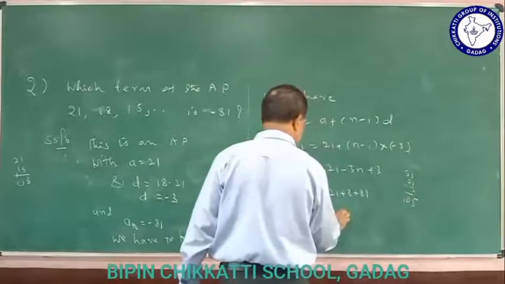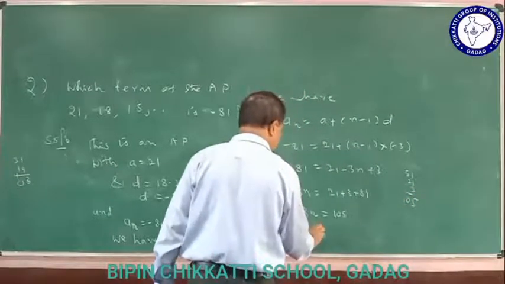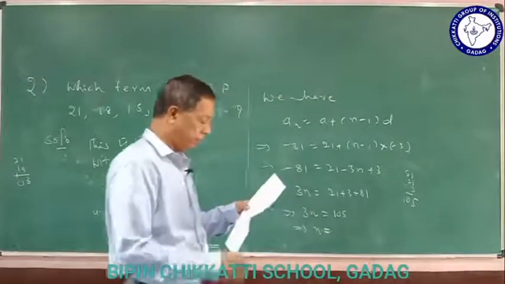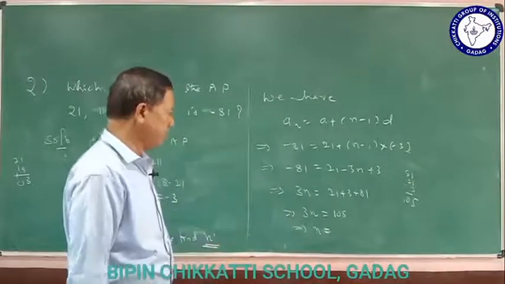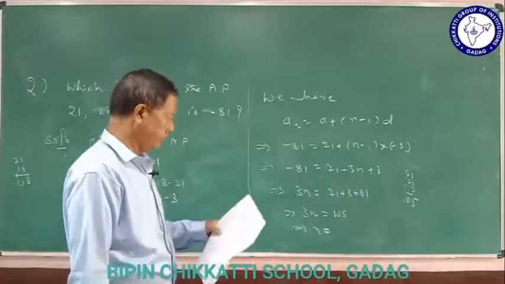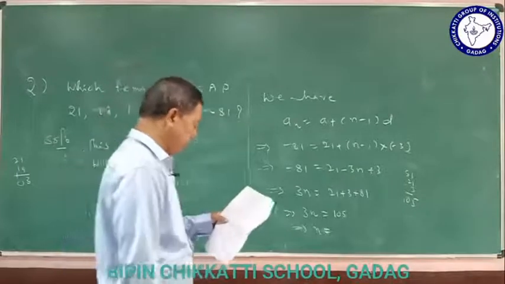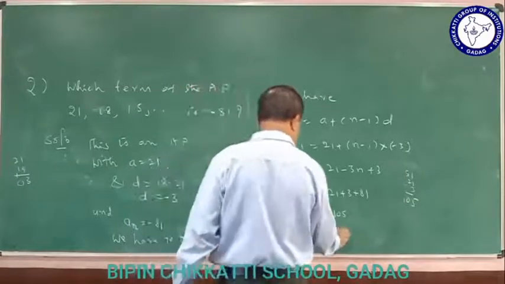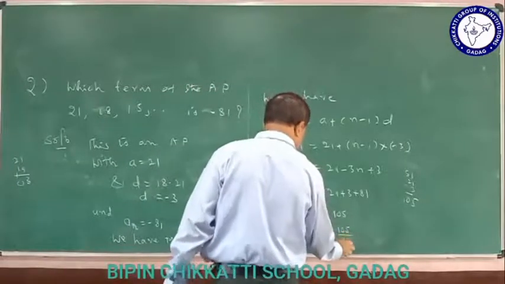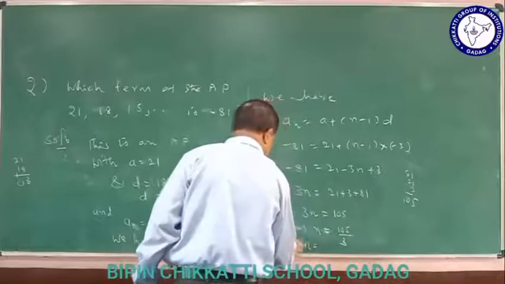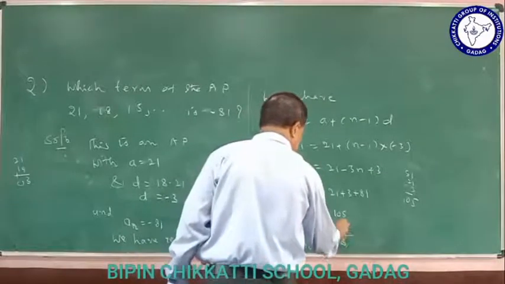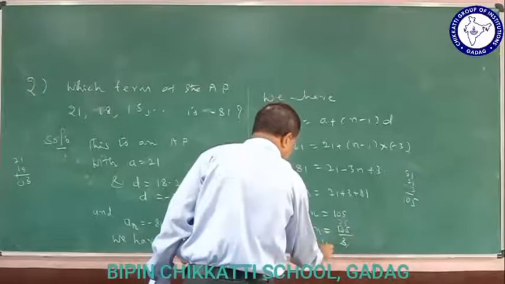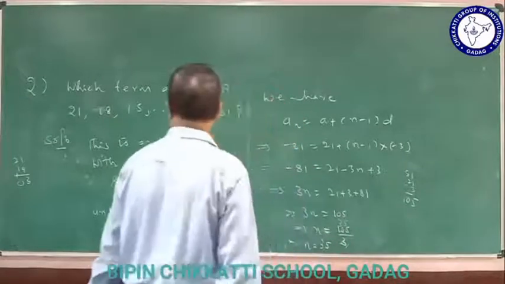So 105. So you can see that when 3n equal to 105, then what is the question? The n value you have to calculate. So what is the n value? 105 divided by 3. n is equal to, look at this, 3 1s are 3, 3 3s are 9, 3 5s are 15. So what is the result? 35.